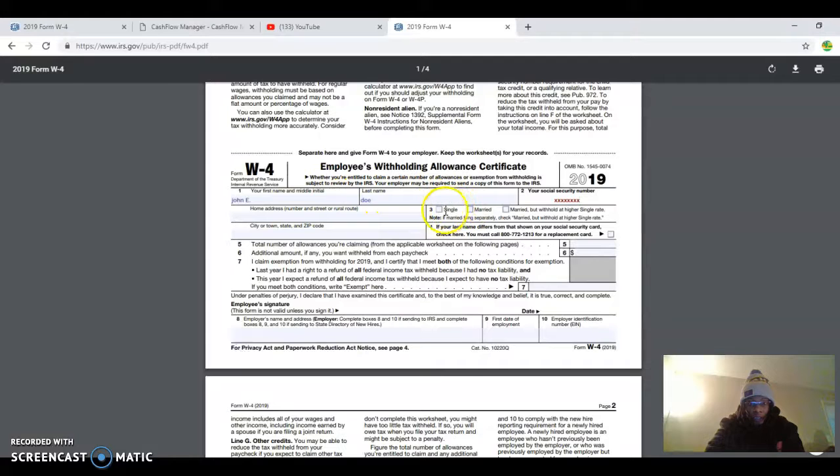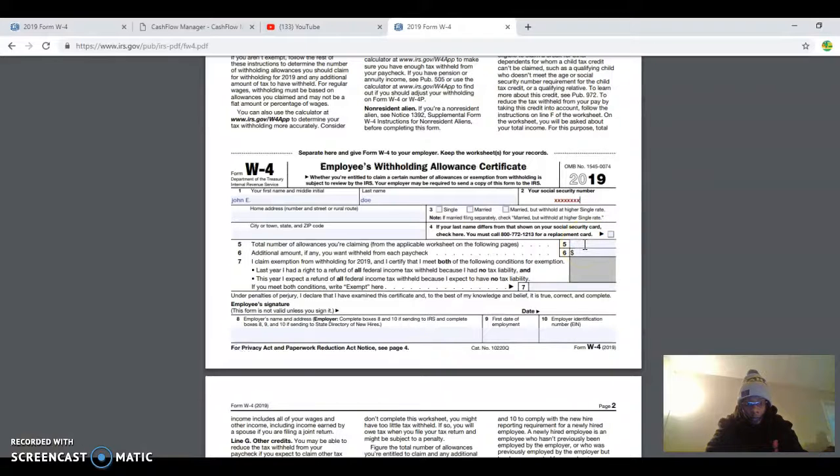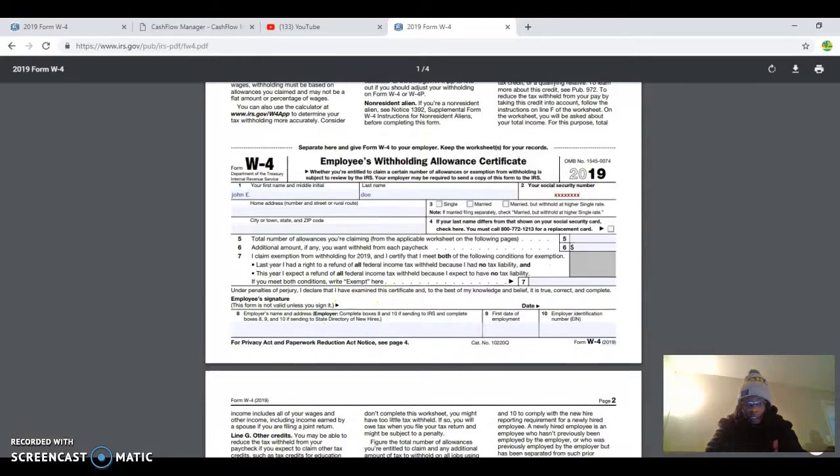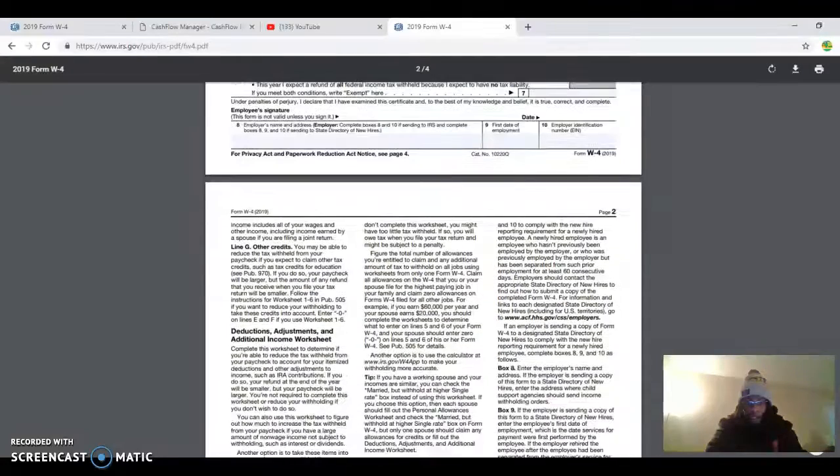Number 3, put if you're single or married, filing separate. Enter your city, town, and zip code. Okay. This number 5, this is where your allowances will be. But you can go ahead and put your signature right here. But let's scroll down to let me show you what I'm talking about with your allowances.